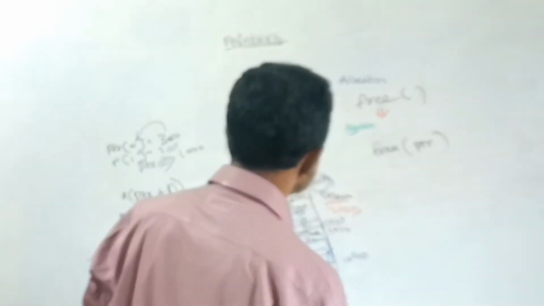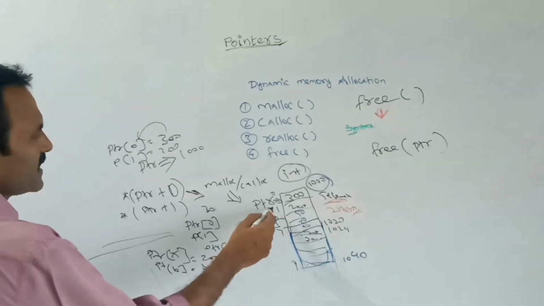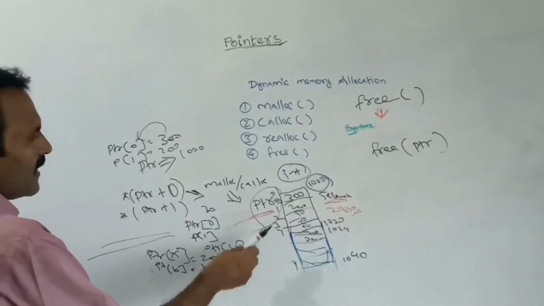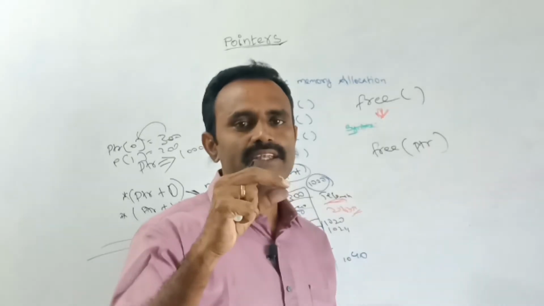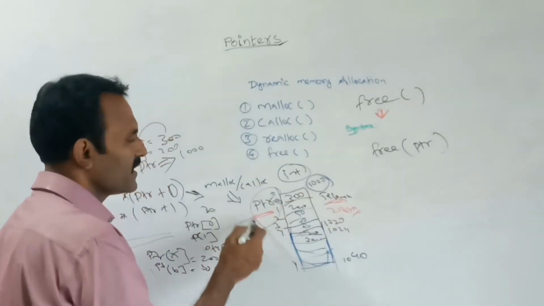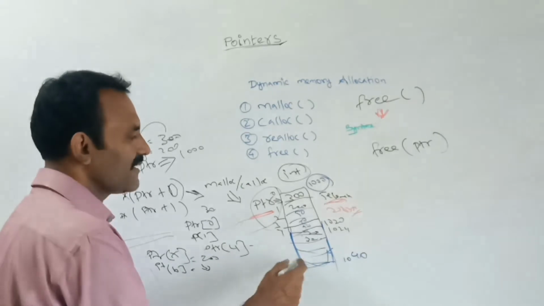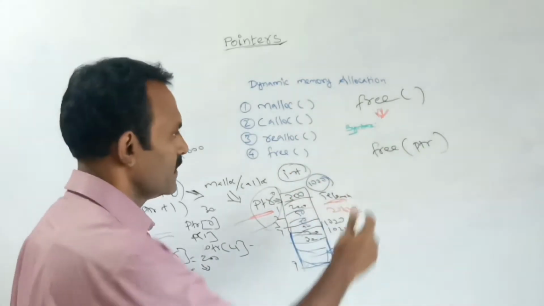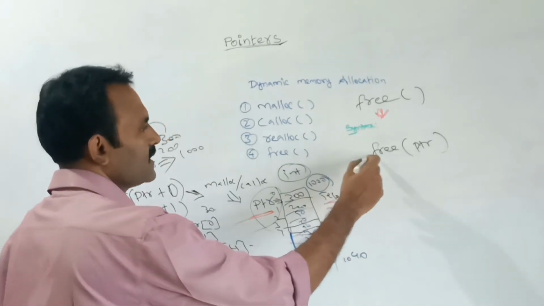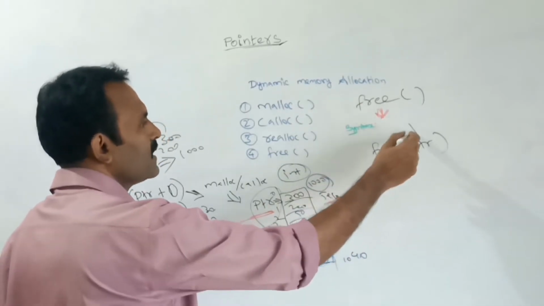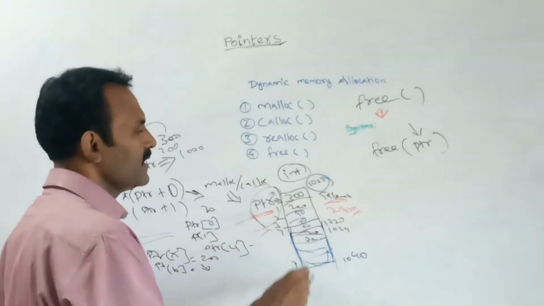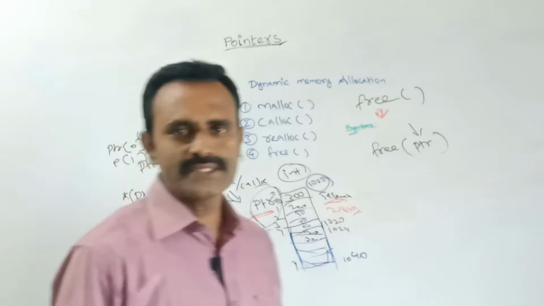For example, after finishing this, when we are coming out, if we need to free up that memory space, then we can give free and ptr. If you give this, the memory block which we had allocated will be deallocated. So this makes it free. The syntax is very simple: we just call the function and pass the pointer to which we had allocated the memory. That pointer name you should mention.